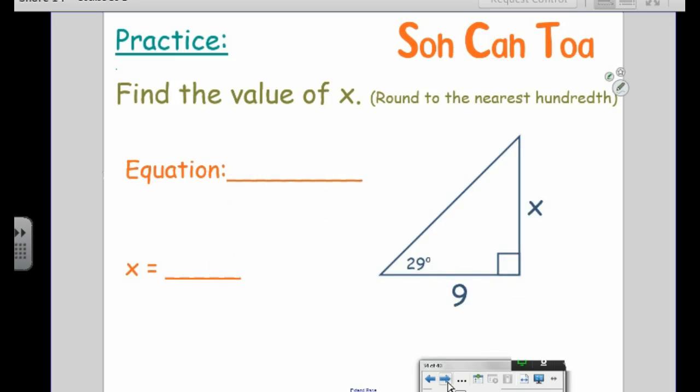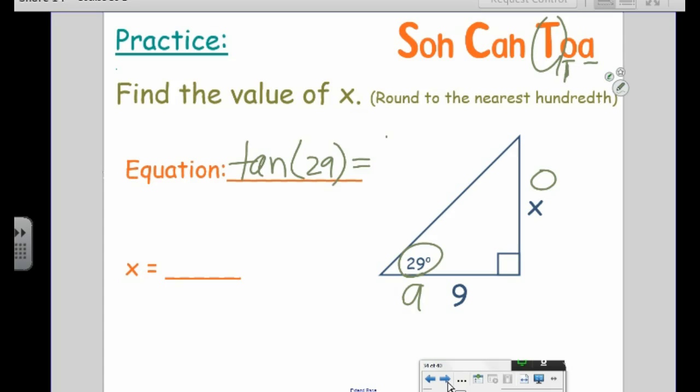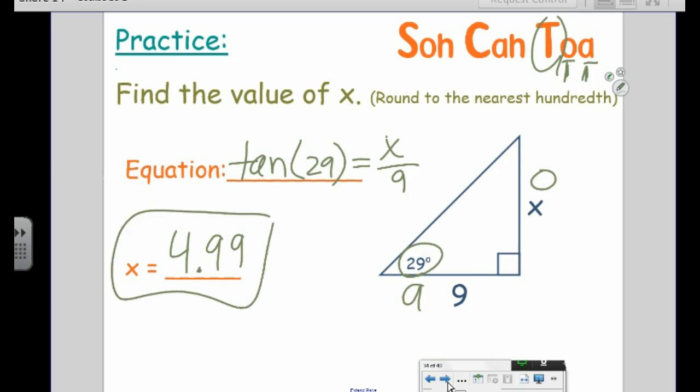All right, look at this one. You don't need to draw the whole thing in your notes this time. Let's just practice writing the equation. Here's my angle. This one is opposite. This one is adjacent. OA. So tangent is our chosen function. Tangent of, we always put the angle, equals, O comes first, so opposite comes first, adjacent comes second. Opposite over adjacent. X is in the numerator again, so we're going to multiply again. 9 times tan 29. And we get a number super close to 5, but it's not quite 5. It's 4.99. That 8 will bump the 9 up. Okay?